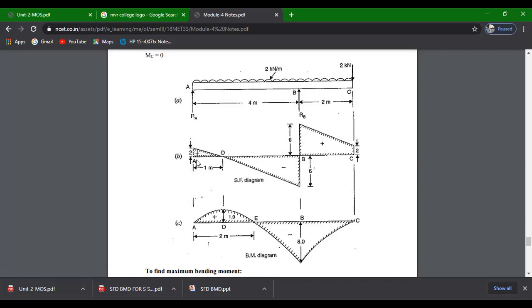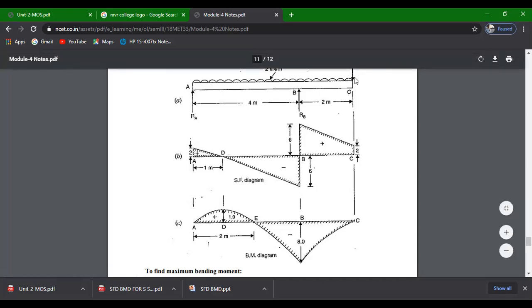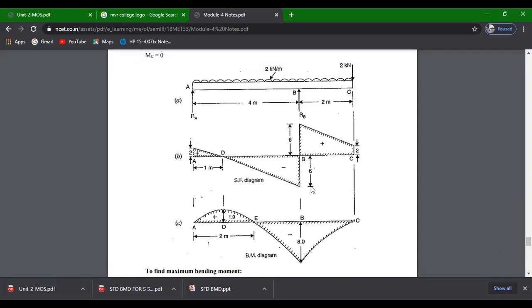From the starting point of view, we need to draw a horizontal line, which is nothing but the reference line, the base line, upon which we are constructing the SFD from the right side. From the right side, we have here 2 kilonewtons. This is the point load, which is represented by this straight line here. From here to here, UDL will be there.